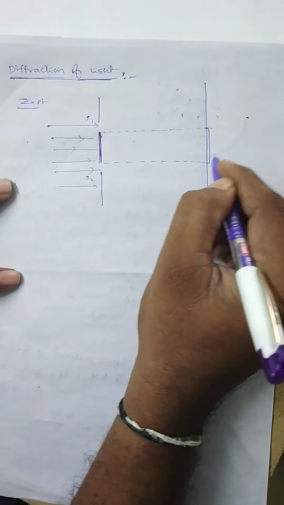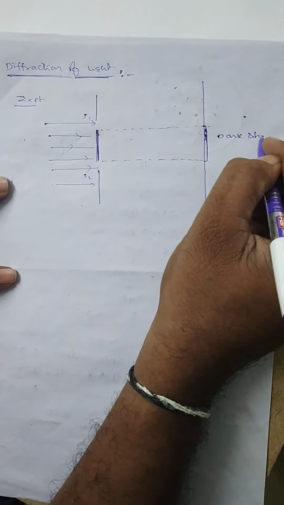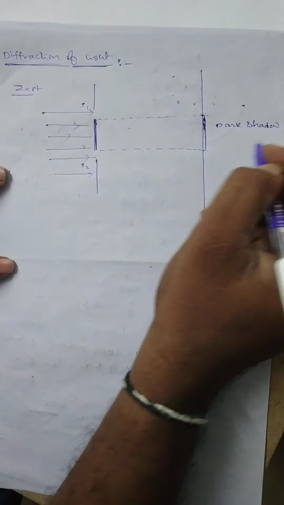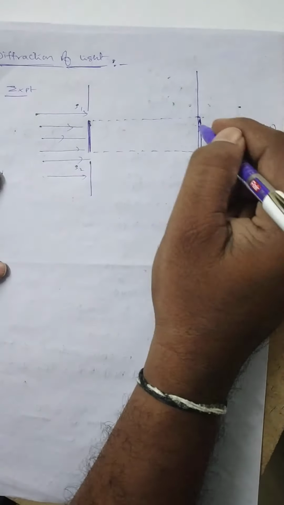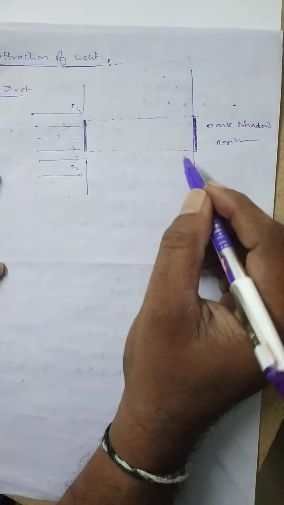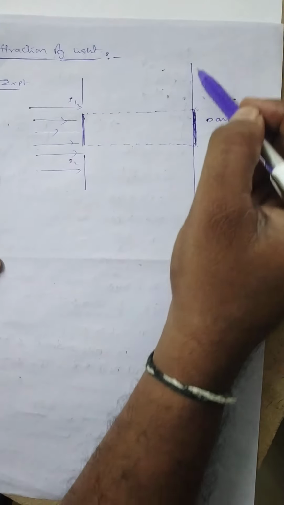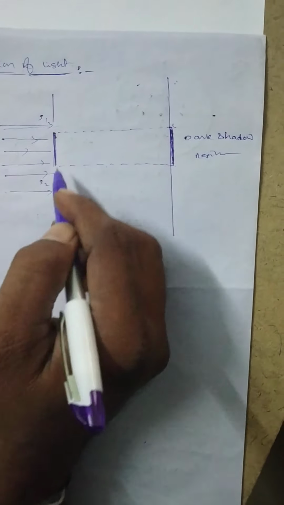This is also called a dark shadow region. Within the dark shadow region, there is no light. Above this region there is some illumination, which is produced by both S1 and S2.